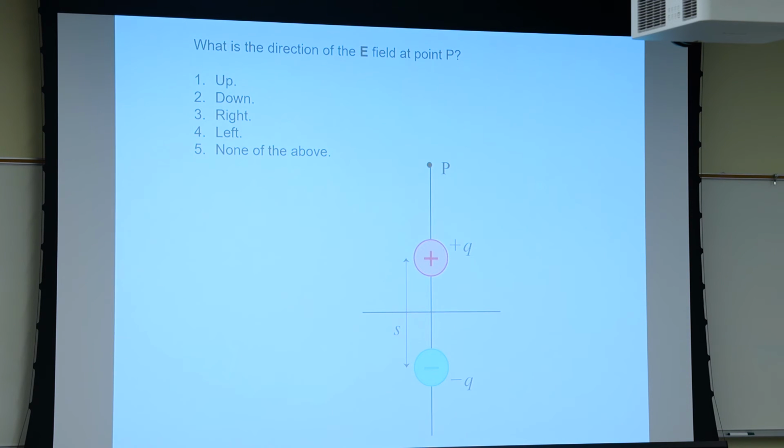So which E-field is going to dominate? At point P, which E-field is going to dominate? The plus or the minus? The plus, because it's closer. Okay, ready? You ready to vote? Okay, let's vote.